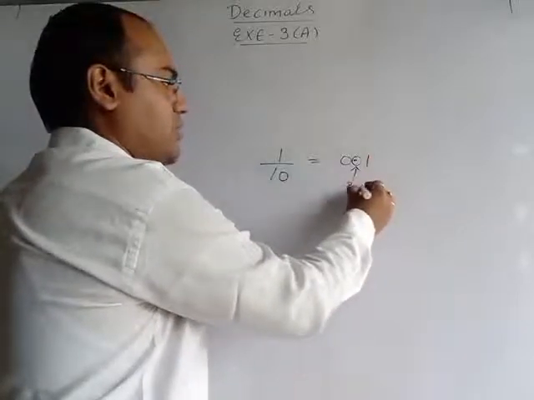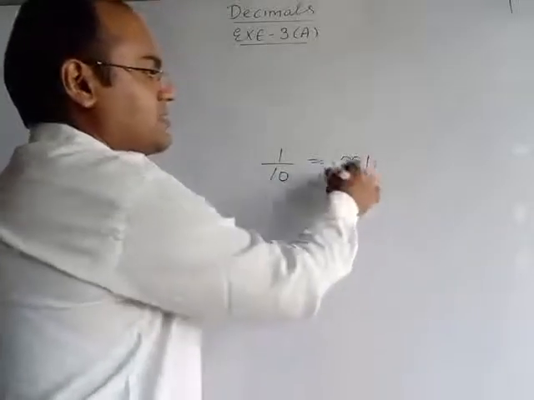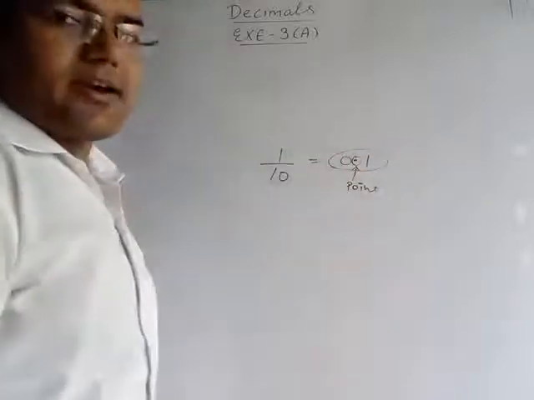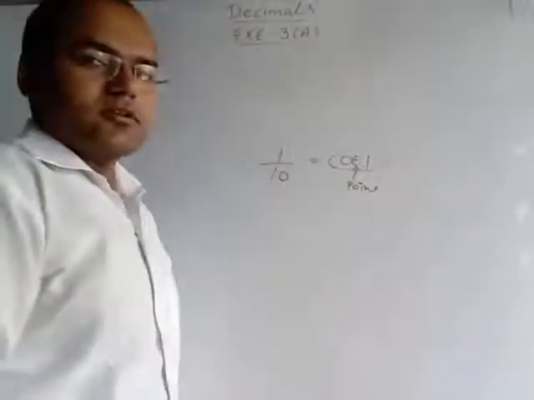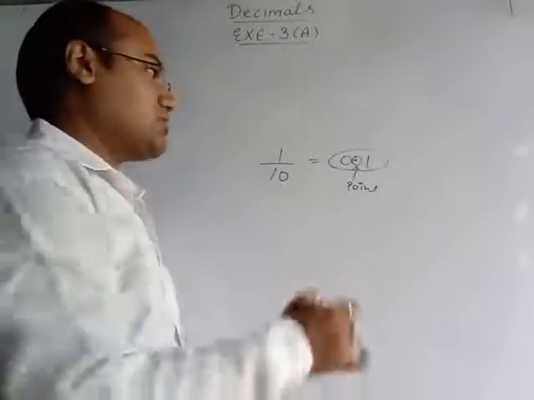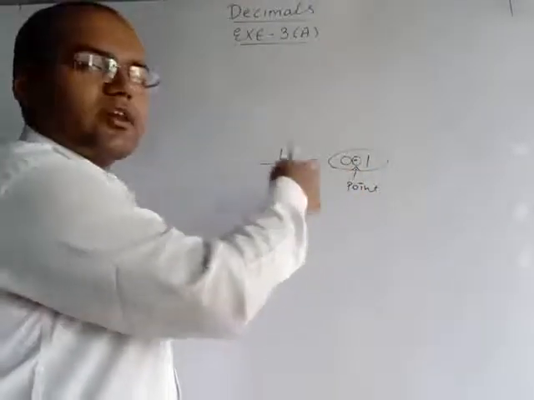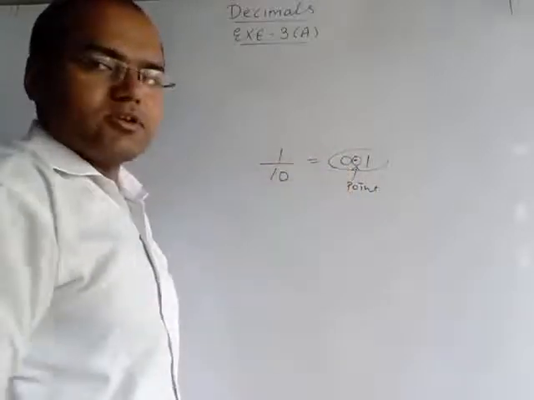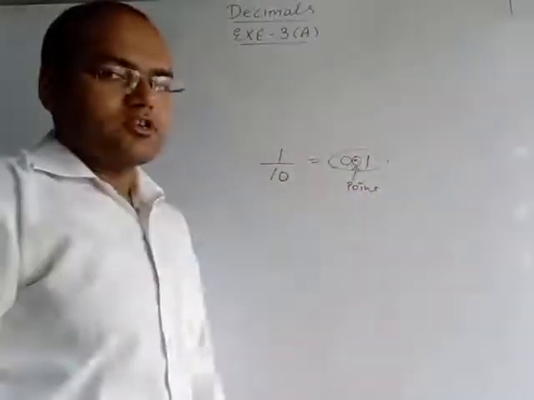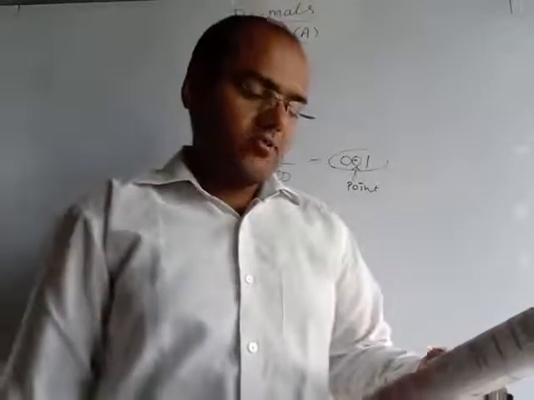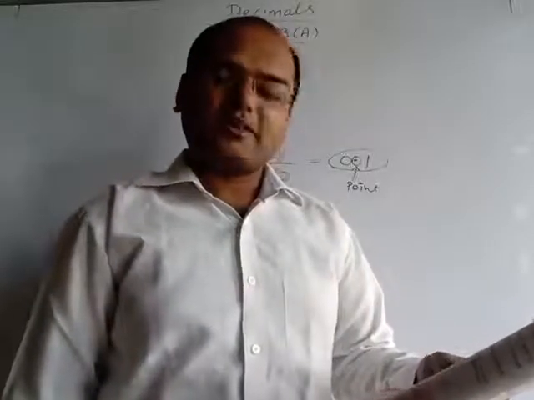This is known as the point. Because of this point, we call it a decimal number. So what are decimal numbers? Decimal numbers are those numbers in which we are using the point. Fractions we convert into point form. This is known as decimal format. So in the first question, we have to change all the parts into decimal form.